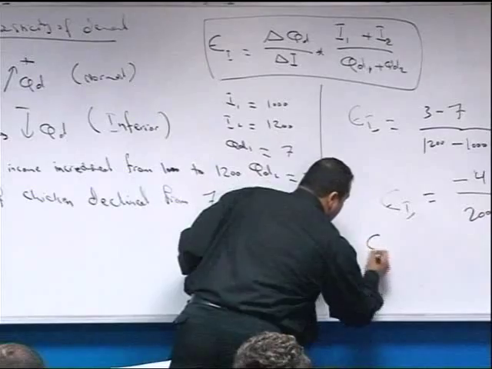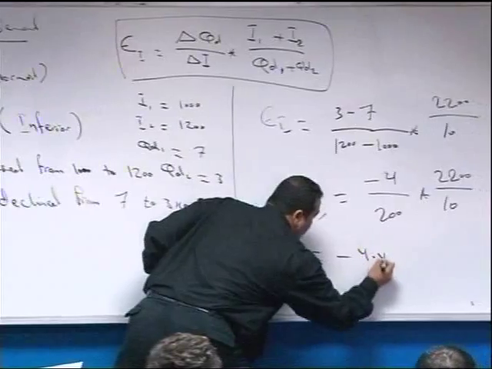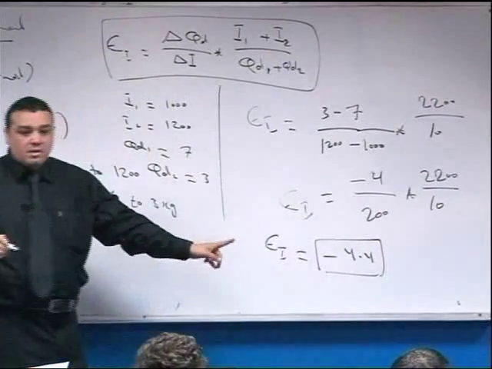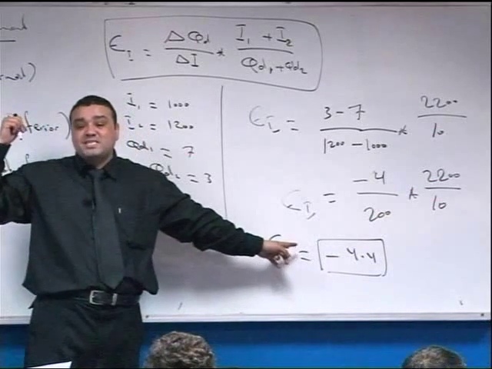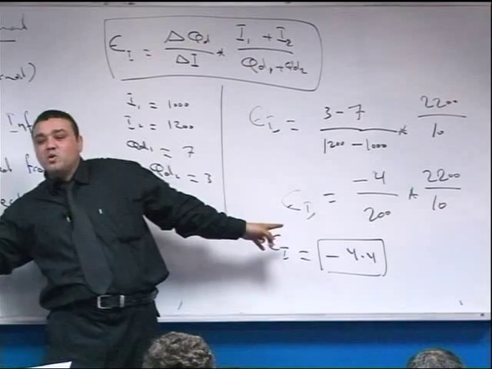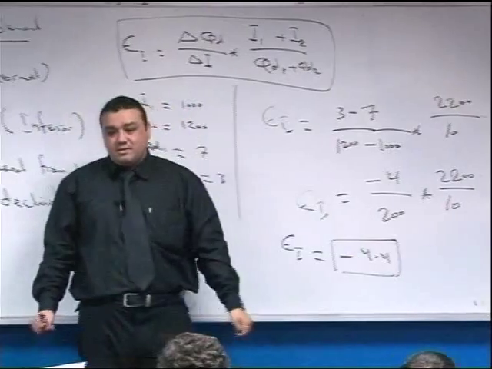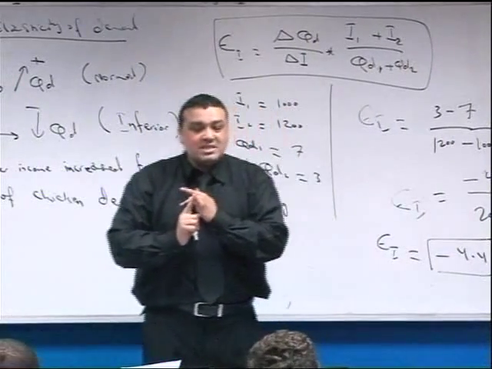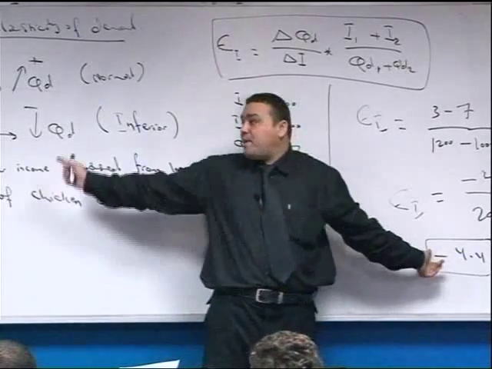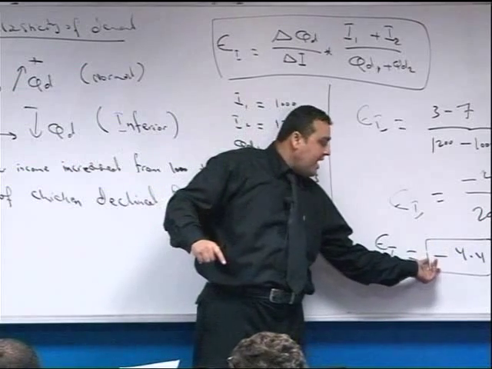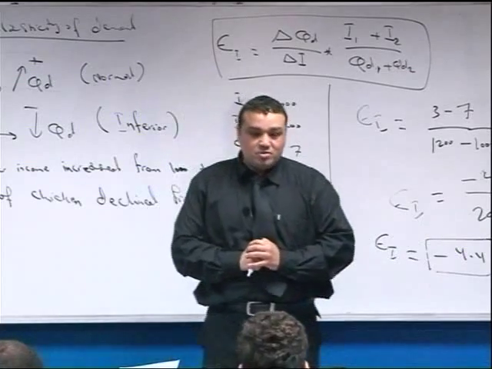Doing the calculation quickly, E_I equals minus 4.4. As you see, the sign of income elasticity of demand is minus, so the product is inferior. So it would be frozen chicken. And the demand is elastic, right? If the sign of income elasticity of demand is negative, the product is inferior. If the sign of income elasticity of demand is positive, it's a normal good. Thank you.